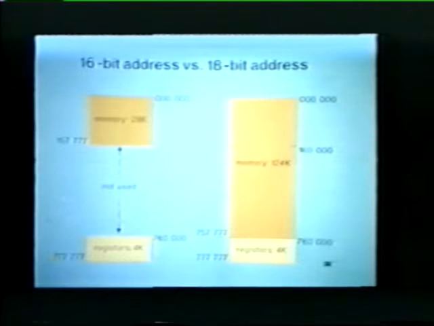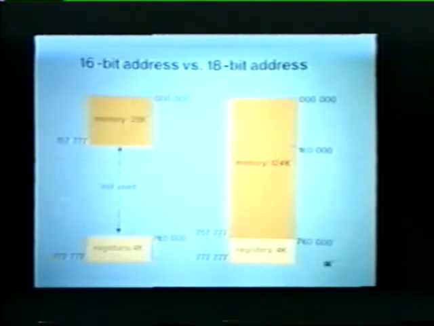Before going on to our next topic, let's briefly compare 16-bit and 18-bit addresses. A 16-bit address can accommodate up to 28K words of memory. In addition, 4K of address space is reserved for our I/O and CPU registers. When we're addressing these registers, the most significant address digit is always forced to a 7. PDP-11 systems that are equipped with memory management use an expanded 18-bit address. With an 18-bit address, we can have up to 124K words of memory.